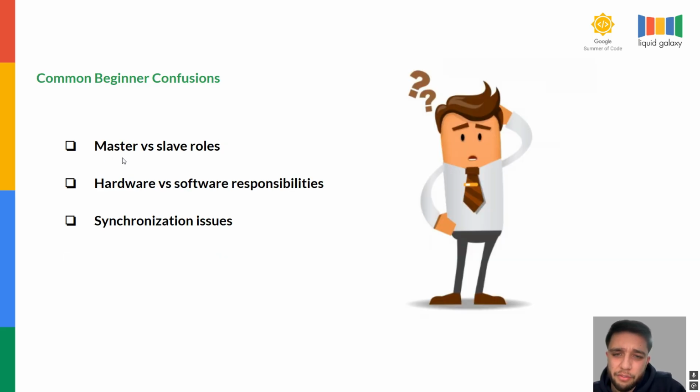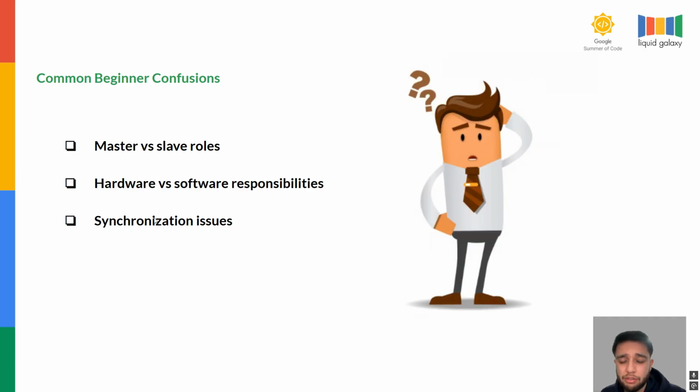Now, common beginner confusions. The first confusion is master versus slave role. Many beginners get confused about what the master node does and what the slave node does. In simple words, the master node controls and coordinates the system, while the slave node only receives instructions and renders visuals on the individual, separate screen. The second confusion is hardware versus software responsibilities. Beginners often mix these two. Hardware includes physical components like screens, computers, and cables, while software includes the operating system, which is Ubuntu in the Liquid Galaxy case, and visualization tools like Google Earth.